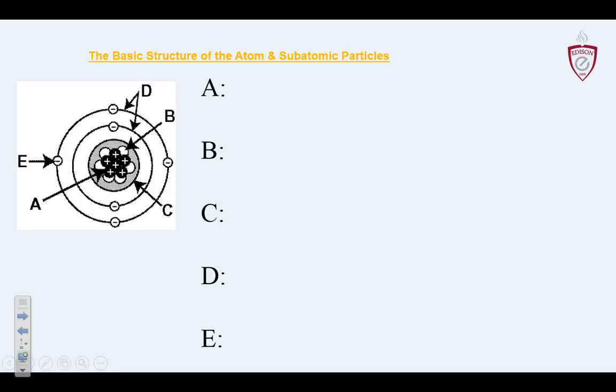So here we go. Look at this little pictogram on the left. You see the arrow is pointing to the black circles with the pluses. Those are protons. Protons are inside the nucleus, have a mass of 1 AMU and a positive charge.